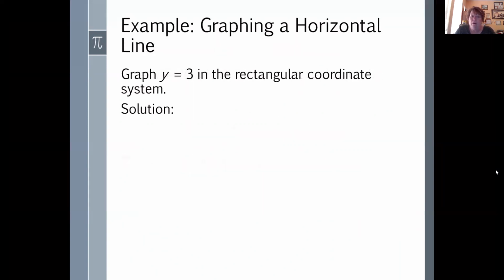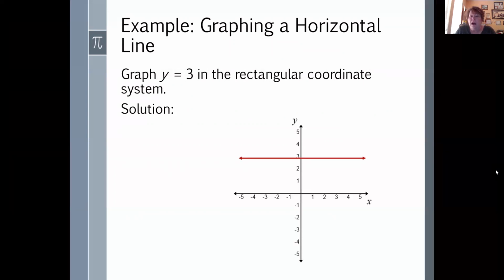Okay, so graph y equals 3 in the rectangular coordinate system. The equation y equals 3 is a horizontal line. So you just plot the y-intercept at 3 and then draw a horizontal line through that point. So plot the y-intercept equal to 3 and then draw a horizontal line through that point.